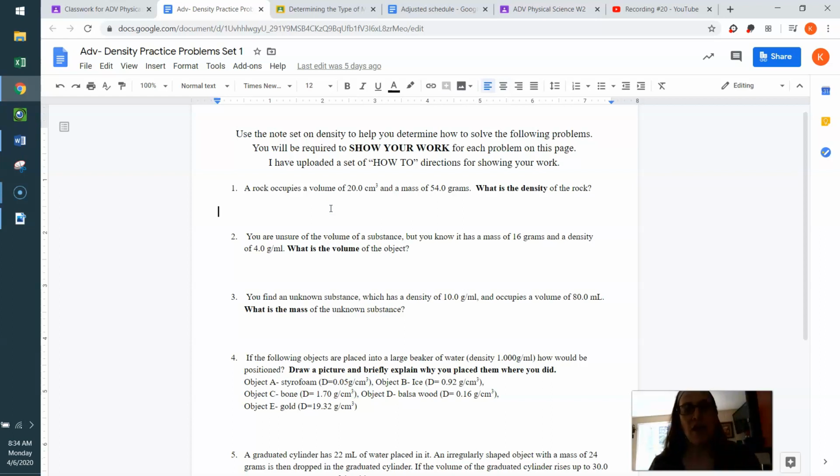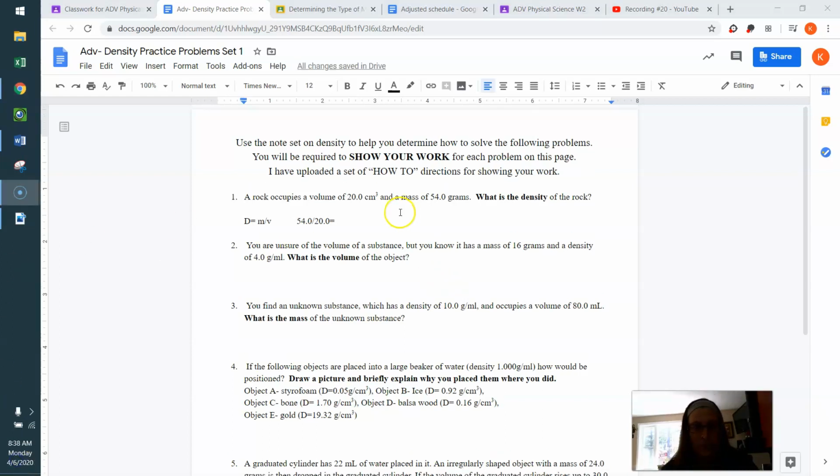This first one here, if we are solving solely for density, we are going to take mass and divide it by volume, right? So in this particular case, I am just going to go ahead and take my 54.0 grams, and I am going to divide it by my 20.0 cubic centimeters. And when I do so, this comes to be 2.7 grams. Oh, that is not what I was expecting to come up there.